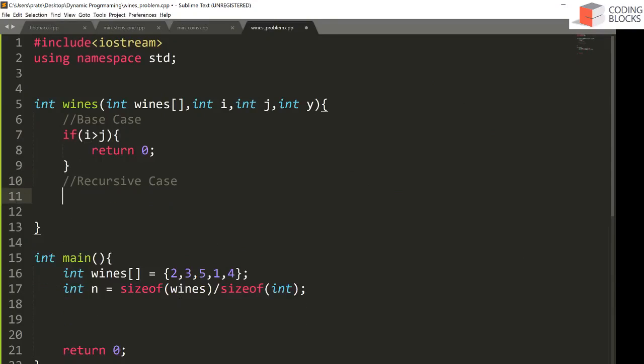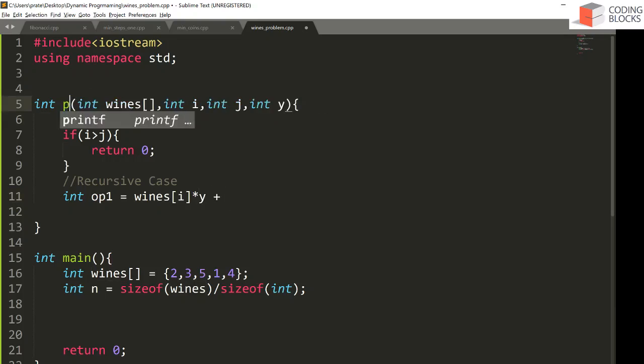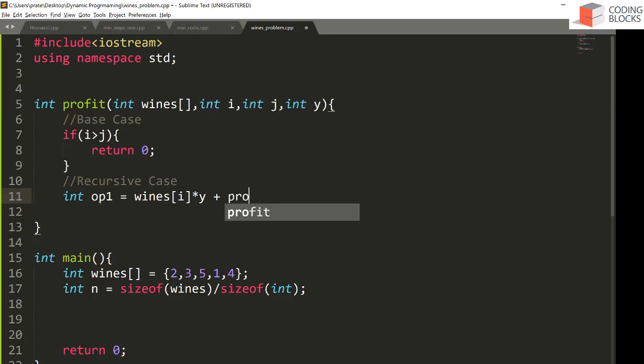And in the recursive case, I have two options. One is to sell the first bottle, which is at the ith position, and the price of that bottle in the current year, which I am denoting by y, will be y times the wines array at i, plus the profit from the remaining bottles. Let me make this function profit: profit of wines array, i plus 1, j and y plus 1.